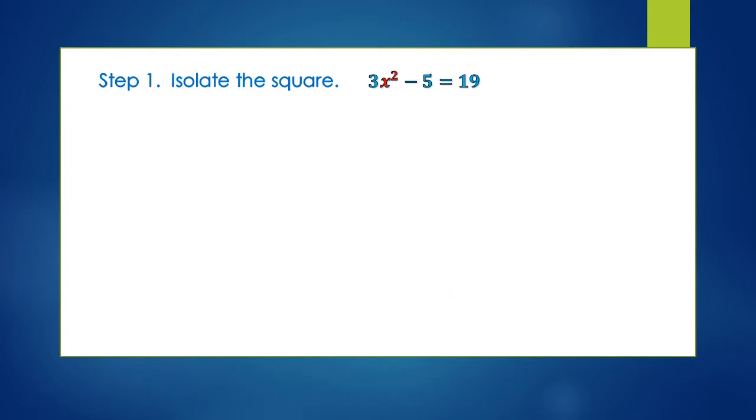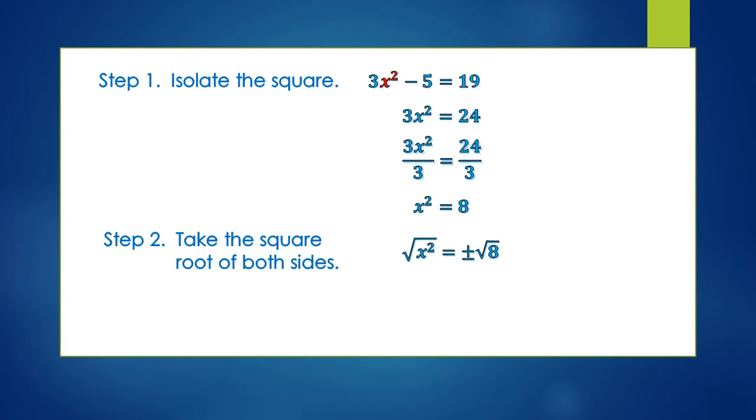You need to get the x squared part, shown in red here, by itself. Start by adding 5 to both sides and dividing by 3 to counteract the multiplication. And now the squared expression has been isolated. Take the square root of both sides. Be careful here, since both positive times positive and negative times negative give a positive answer. You have to include the plus or minus sign when doing this step.